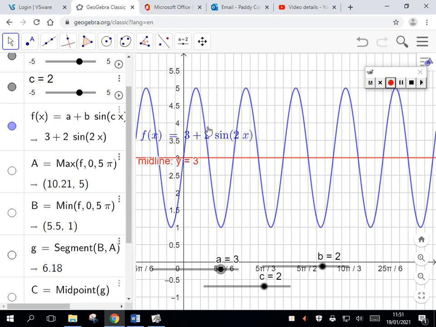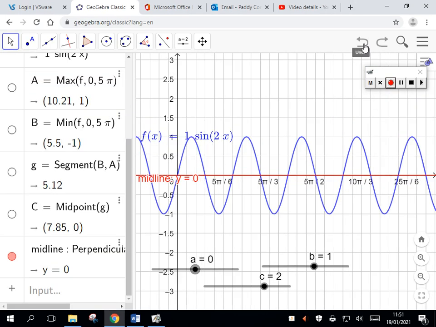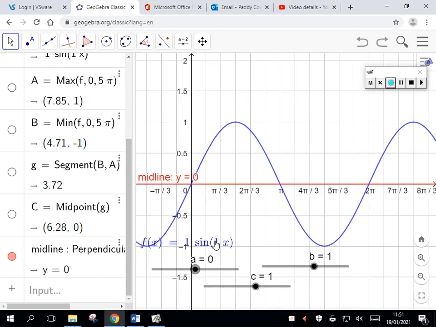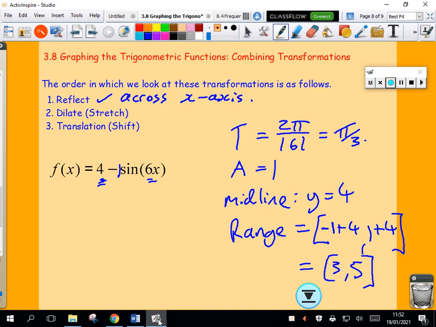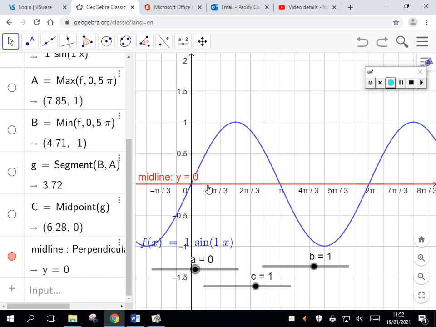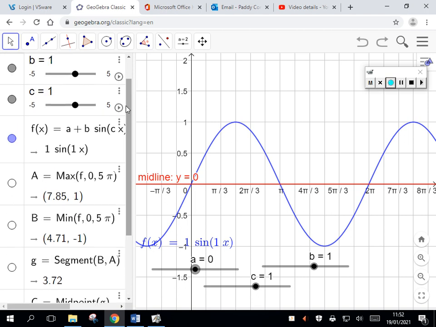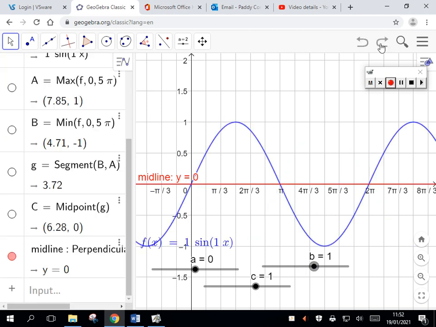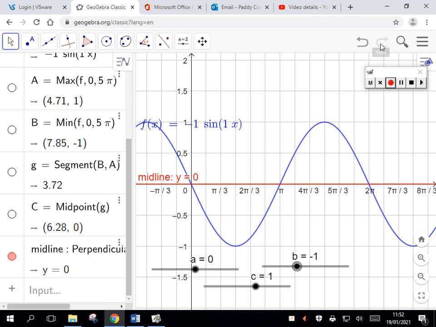Let me undo some of those things I did in the last one. Go back to the original. There's my original function here. This is called the parent function for all sine functions. And I'm going to apply these things. First of all, this negative, the reflection across the x-axis. So I'm going to change b to be -1, and you'll see that reflecting. There's the parent function. There's when b is -1.